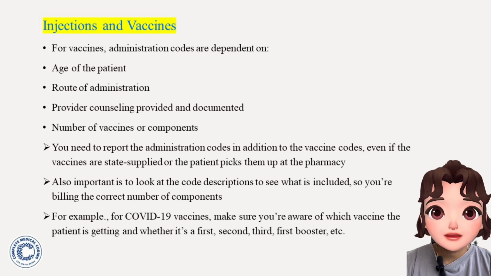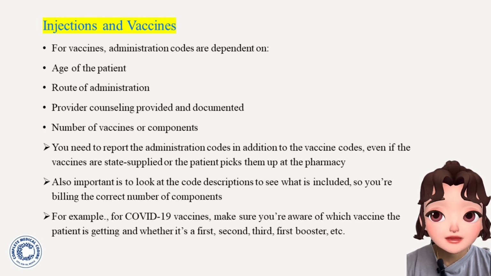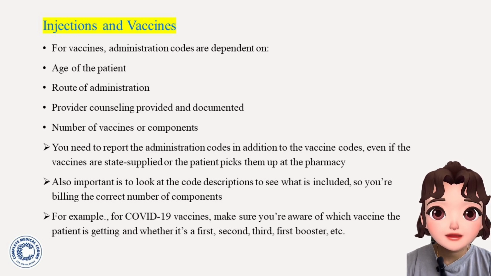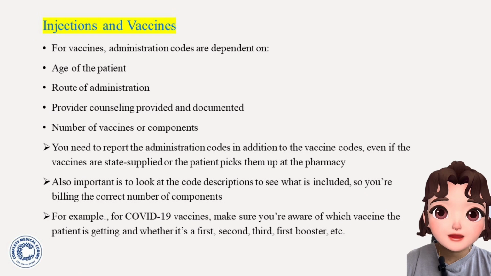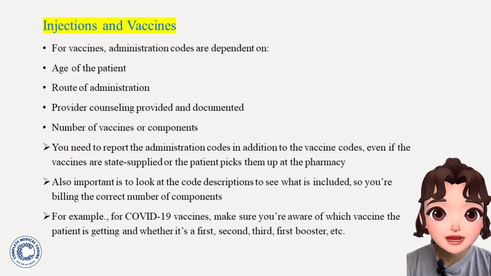Also important is to look at the code descriptions. You have to check the descriptions, what is mentioned, what is included, so you are billing the correct number of components. You should check the number of components mentioned for the vaccines. Accordingly, you have to code the admin.